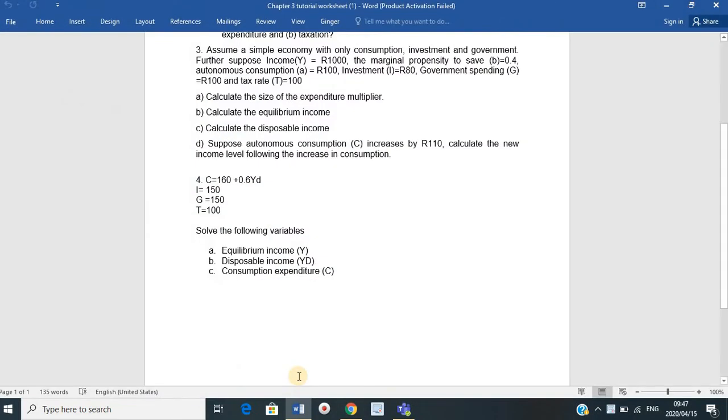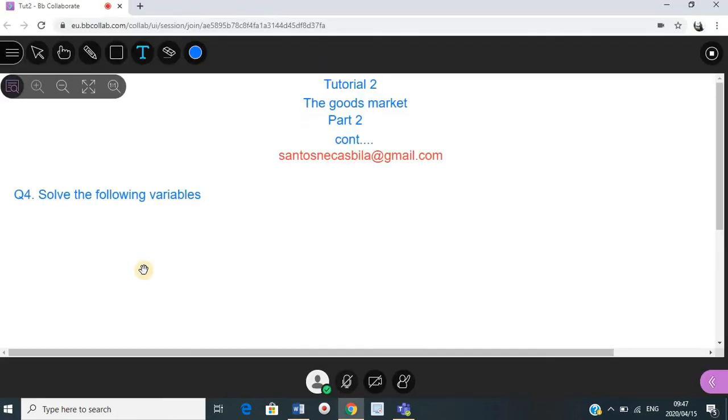It says consumption is equal to 160 plus 0.6 YD. Investment equals 150. Government spending equals 150, and the tax is 100. Solve for the following variables. Very good. So what we are going to do is that A is the equilibrium income.